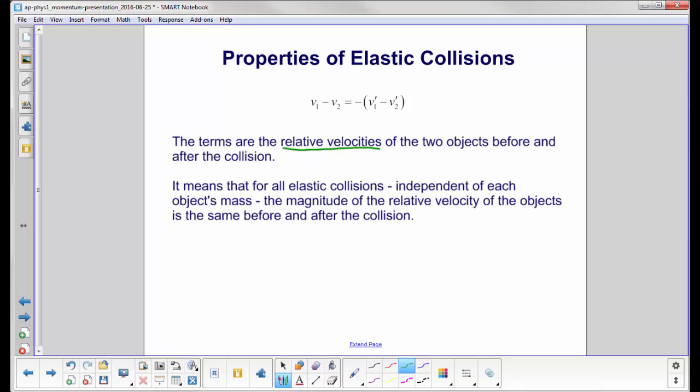Note that for all elastic collisions, independent of each object's mass, you don't see a mass term up here, so it doesn't matter. The magnitude of their relative velocities is exactly the same. The direction is the opposite direction because of the negative sign, but the magnitude is the same.